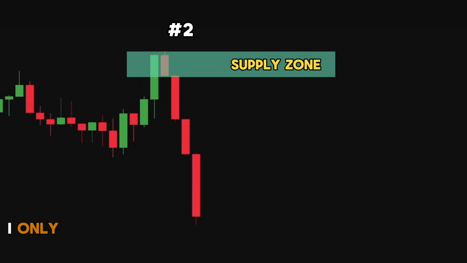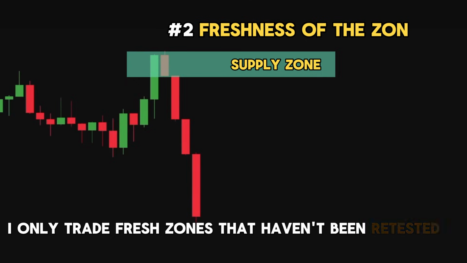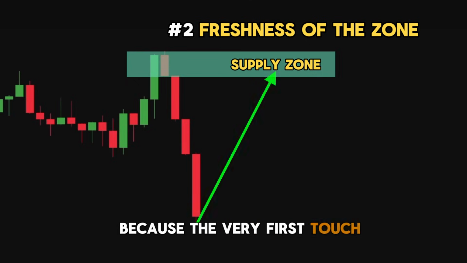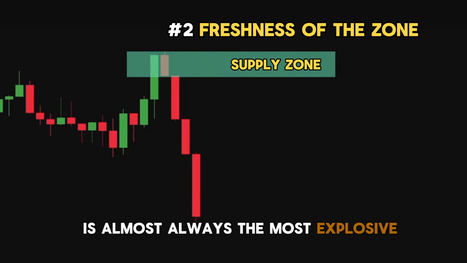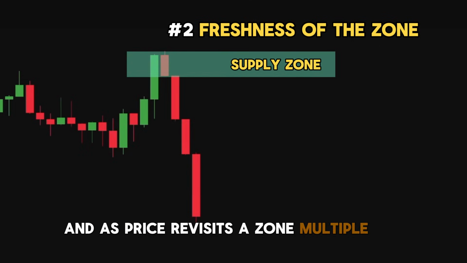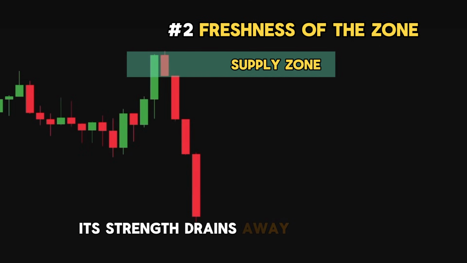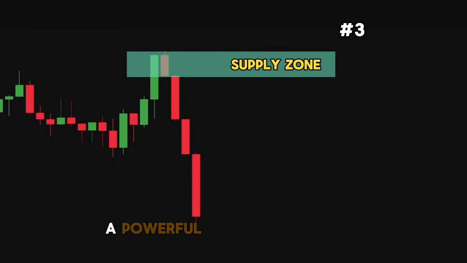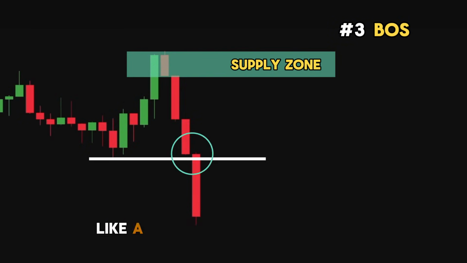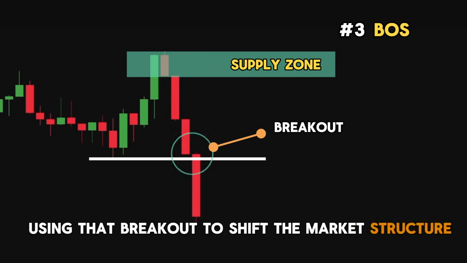Next, I only trade fresh zones that haven't been retested yet, because the very first touch is almost always the most explosive. And as price revisits a zone multiple times, its strength drains away. Additionally, a powerful zone usually forms right as price smashes through an important level, like a previous swing high or low, using that breakout to shift the market structure.